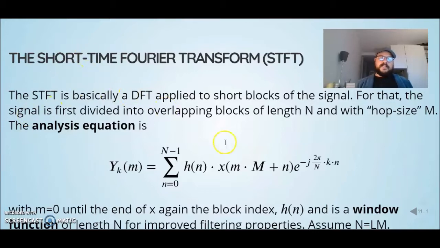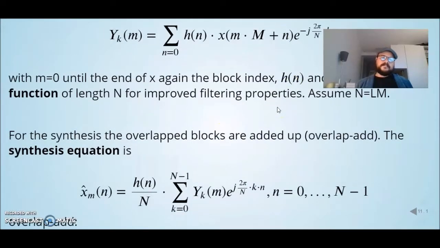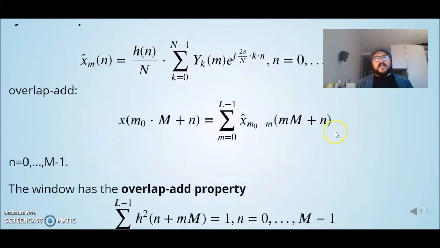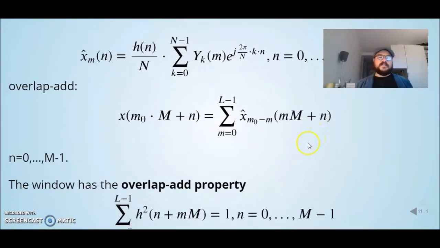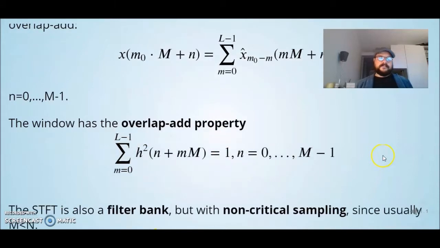So here is the analysis equation. Here m is the block index and h of n is a window function. In the synthesis part, we have the synthesis equation, and the overlapping blocks are added up, which is called the overlap add. And also the window has the overlap add property defined here, that it equals 1.